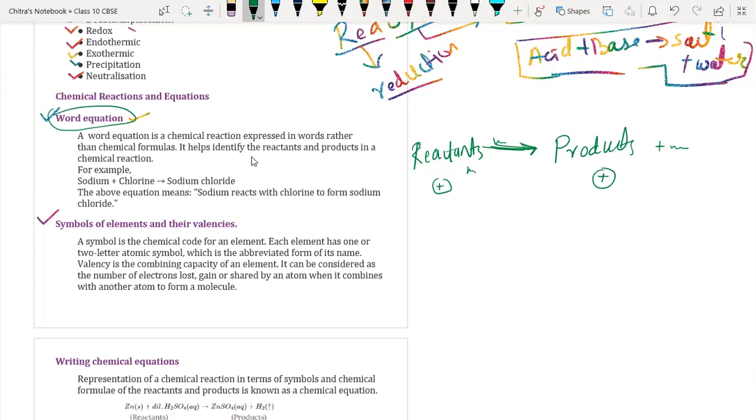If reactants are present in solid, liquid or gaseous form, we have to write the physical state of the reactants as well as the products also. If we are using an allotropic form of some element, we have to write the allotropic form also. So that we discussed in our earlier class. So today we are going to discuss the symbol of element and their valencies.